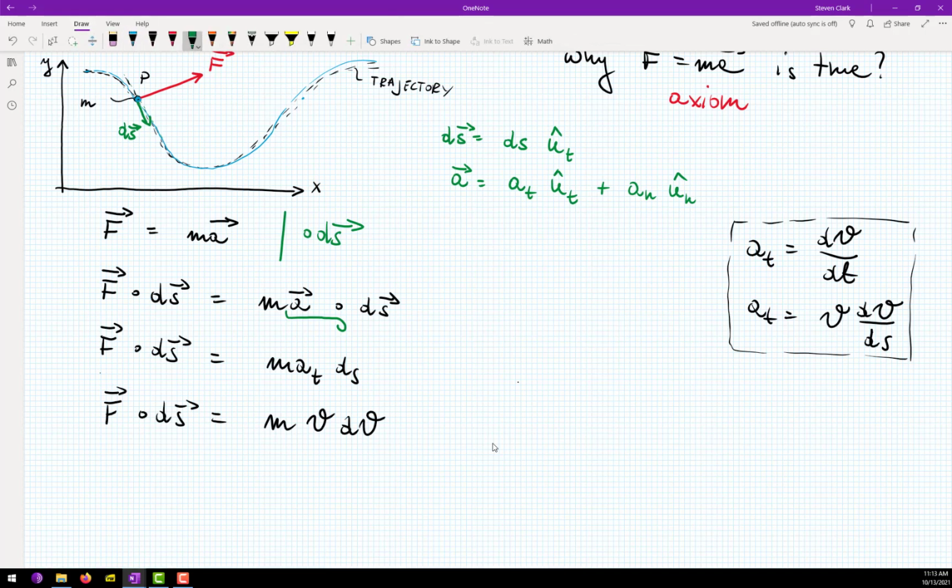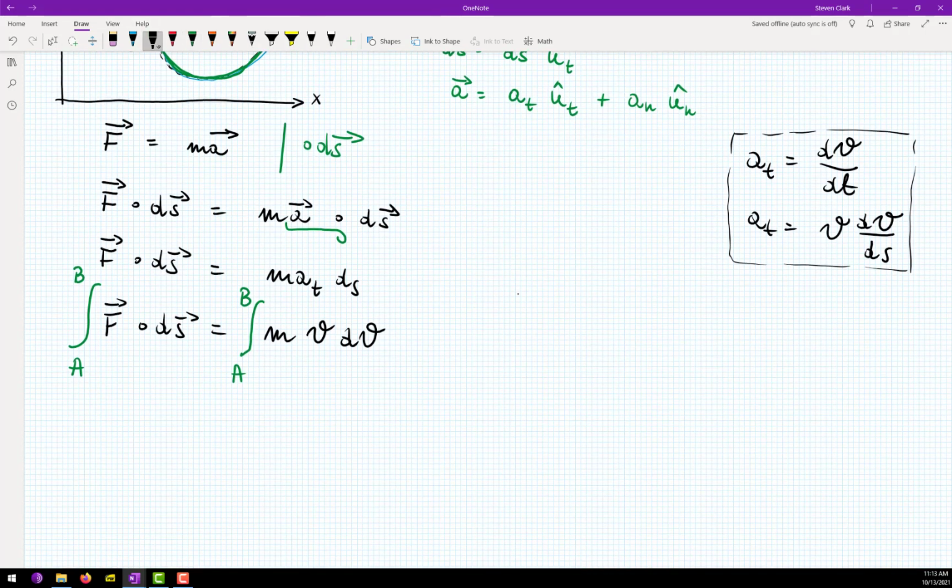We will integrate from point A to point B. I will put point A and point B in the drawing in a second. So A is here and B is here. You can clearly see, based on these two integrals, that we will just integrate our equation along this trajectory, along this curve. So, by definition, this expression is the work of force F.